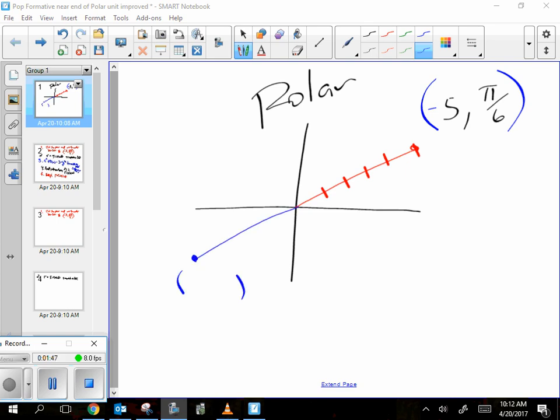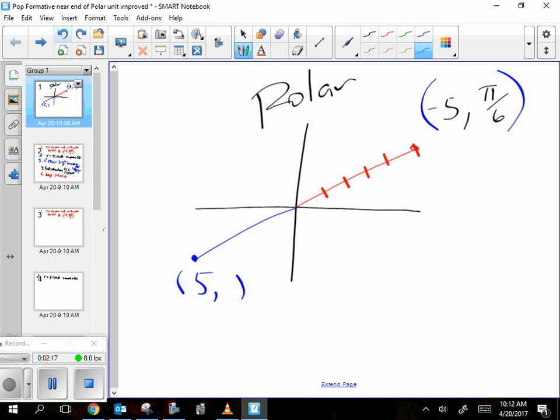And what would its name be on the polar graph paper? 5 comma pi over 6? No, that's over here. That's 5. By changing that to negative, it bopped it over here. And now, what's its name over there? It's got to have a positive 5. Otherwise, you can't graph it.